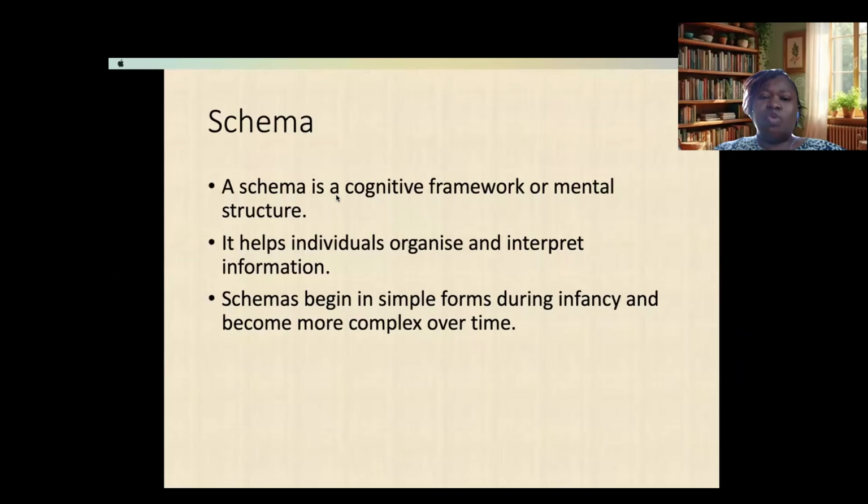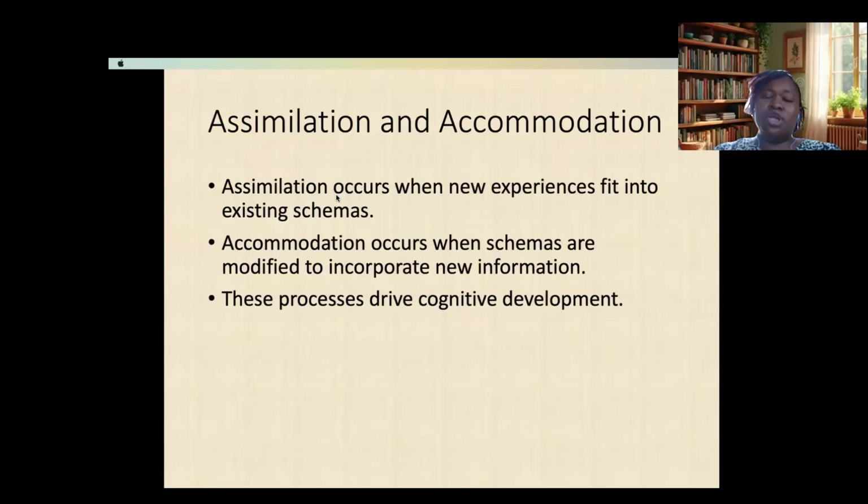Also, we talk about assimilation. Assimilation occurs when new experiences fit into existing schemas. Let me say for little children, all four-legged animals are dogs to them. When they see four-legged animals, they tag them as dogs. But when they grow older, they now assimilate that even a table can have 4 legs, a cat can have 4 legs, a lion can have 4 legs. They can now assimilate more things.